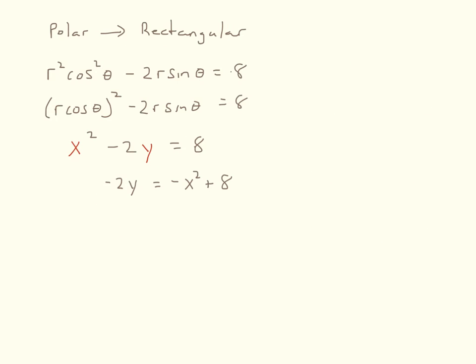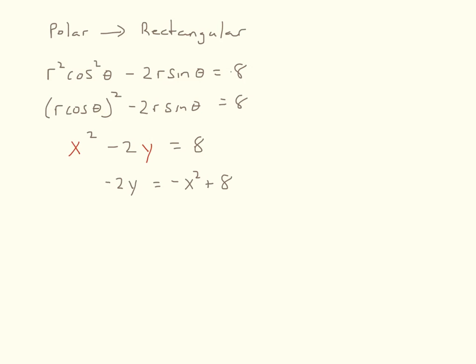The next one we have is where I want to convert from polar to rectangular. So in this case, what I have is r squared cosine squared theta minus 2r sine theta equals 8. Well, this piece right there is just r times the cosine of theta, that thing squared, minus 2r sine theta equal to 8. And now I know r cosine theta equals x, so I replace that. So I now have x squared minus 2, r sine theta is y, so I have x squared minus 2y equals 8. And now it's really just a matter of going through and solving this for y.